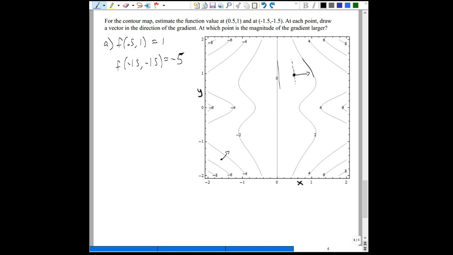So we can see that at the first point, the contour lines are more spaced out. At the second point, the contour lines are more closely packed together. Therefore, at the second point, we will have a larger rate of increase, and therefore, that will have a larger gradient magnitude. And there's your solution.